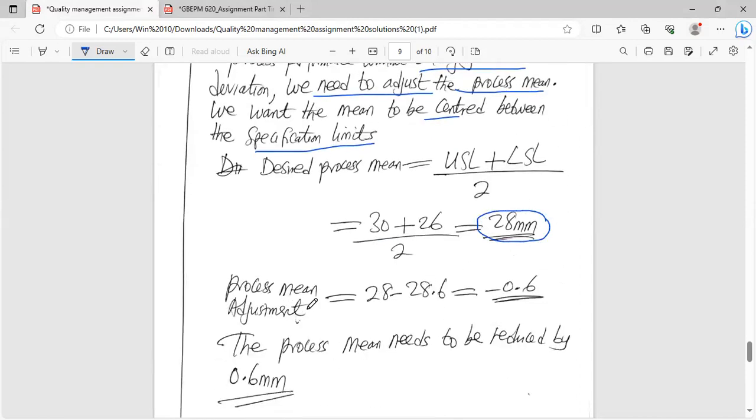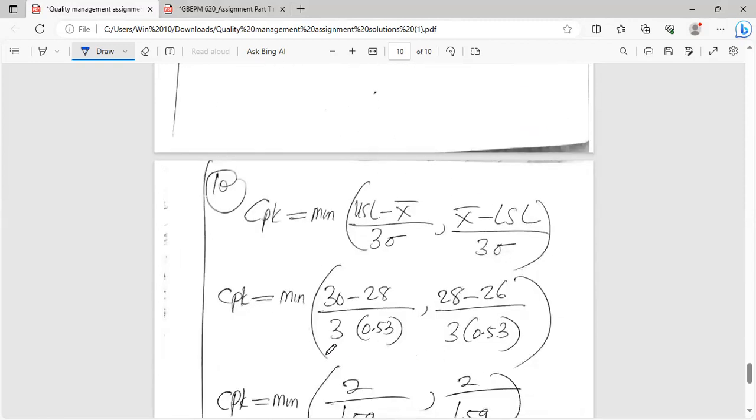So the process mean adjustment should be 28 minus 28.6, meaning that the process mean needs to be reduced by 0.6 millimeters. So this mean of 28.6 should be reduced by 0.6, so 28.6 minus 0.6. So the process mean should be just 28, so it should be reduced by 0.6.